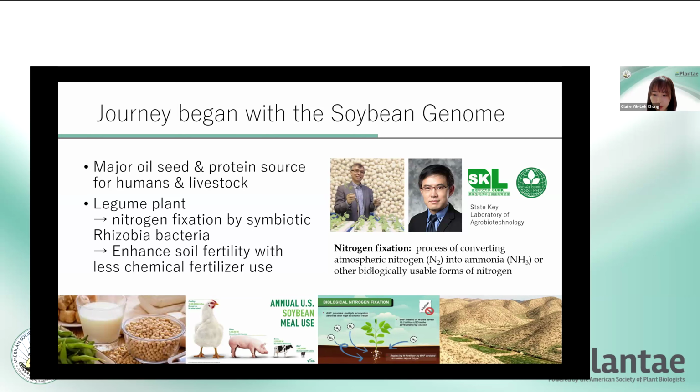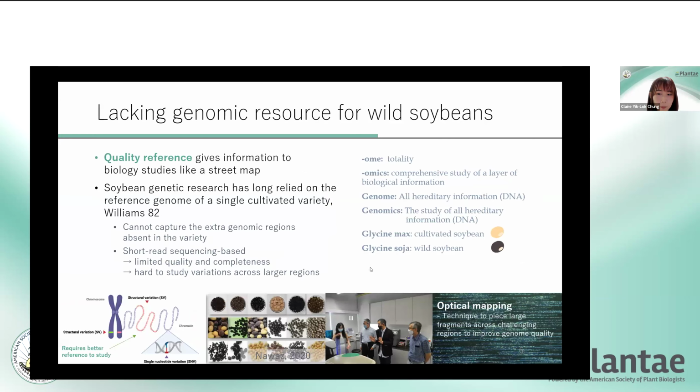We want to understand nature's designs for the soybean, effectively find suitable varieties that can adapt to the challenging environment, and maybe find ways to improve the crop. However, one of the big challenges was the lack of genomic resources for wild soybeans. Genome is the total hereditary information. A reference genome is like a map of the city. If the map is clear, we can find the right streets that are the target genes and build on it. If the map is blurry or missing rows, we get lost. That's why a quality genome is the starting point for comprehensive biological studies.